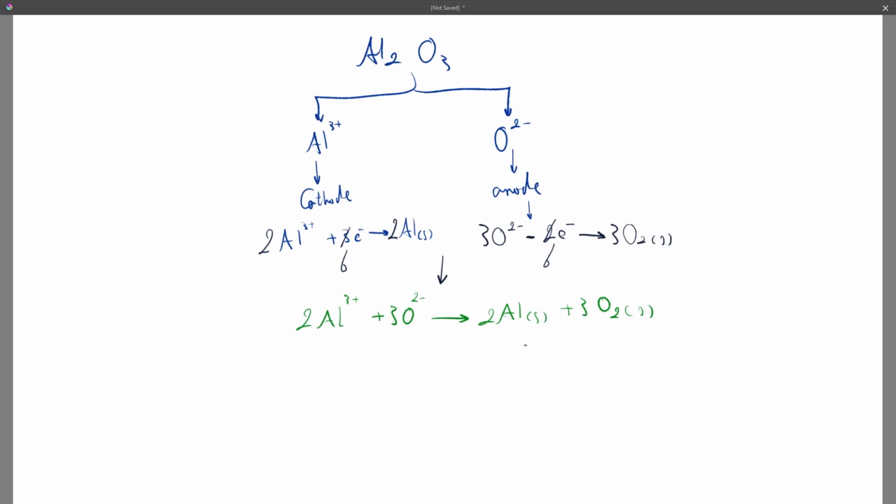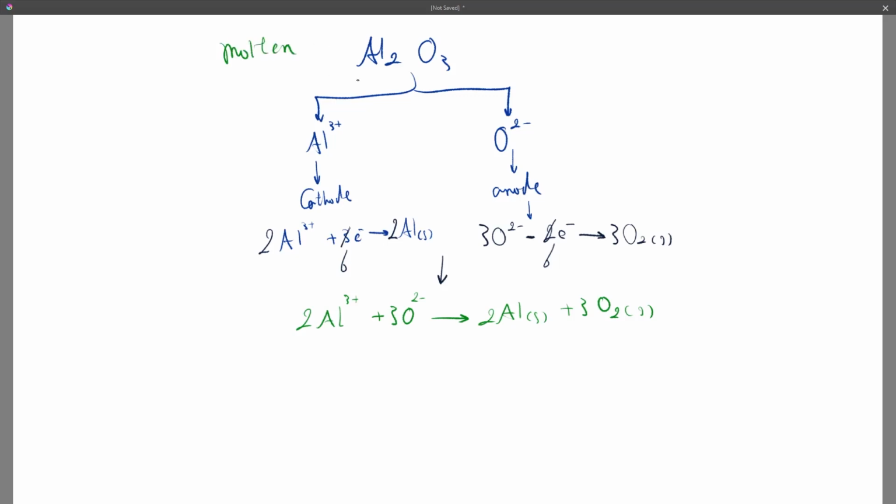Of course, there are other examples that you can try for yourself in the notes, but just for the sake of time, we are going to move on from this point. So far, we've talked about electrolysis for molten ionic compounds, right?